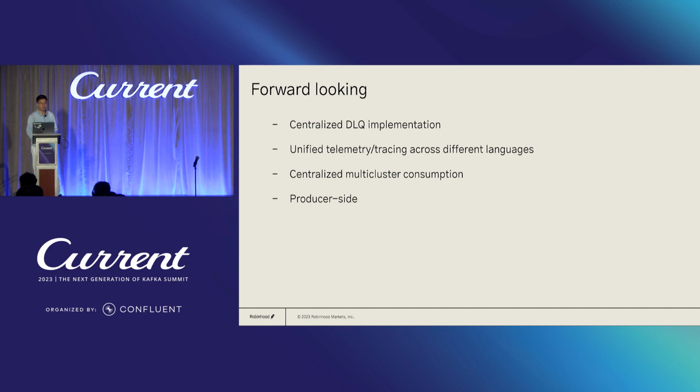All right, so, forward looking. Now that we have Kafkaproxy, how can we further streamline our operations and simplify our systems with it? We have dead letter queues implemented in our client wrappers to store poison pill messages, and they're implemented separately in both our Golang and Python client wrappers. With Kafkaproxy, we can extract the dead letter queue logic from these client wrappers and centralize it in Kafkaproxy.